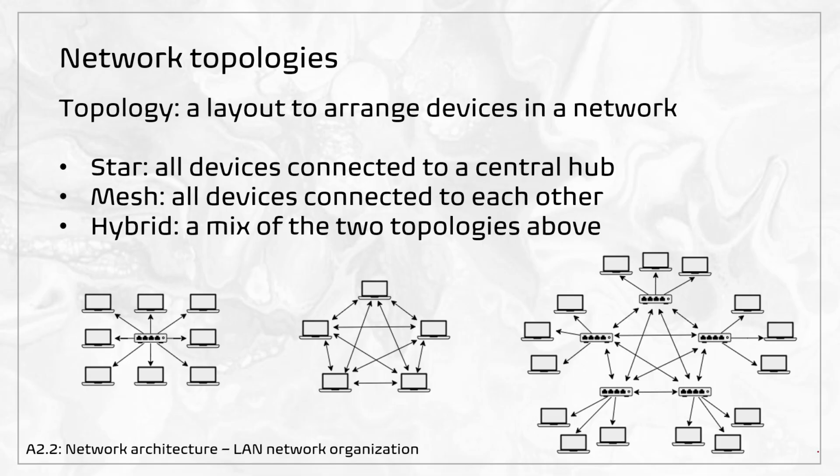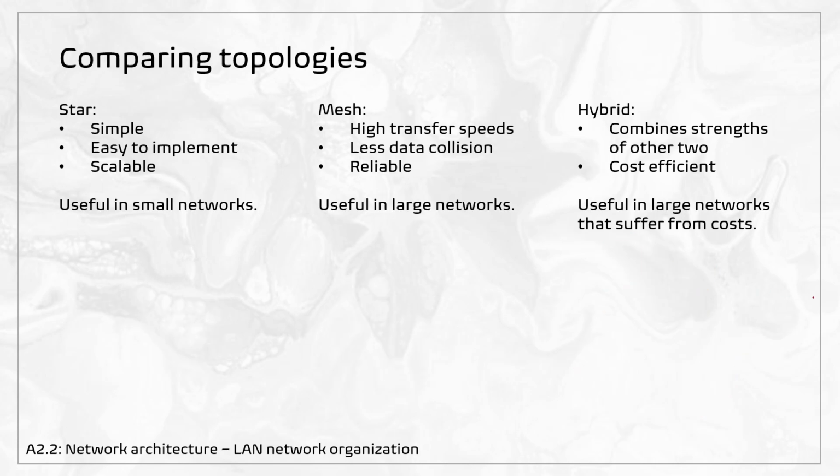Here's an example of a hybrid topology. You can see these hubs are all connected with mesh topology, but each hub then manages its own group of devices, like so, and these are arranged in star topology. Each topology has its own benefits and use cases. Star topology is very cost-effective and simple to implement, and it works well for most small networks. Your home network is an example of star topology.